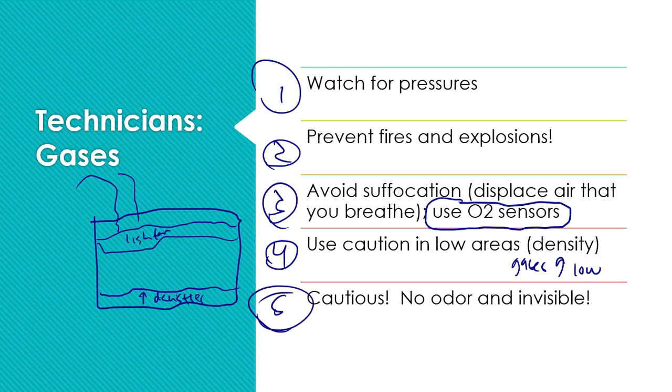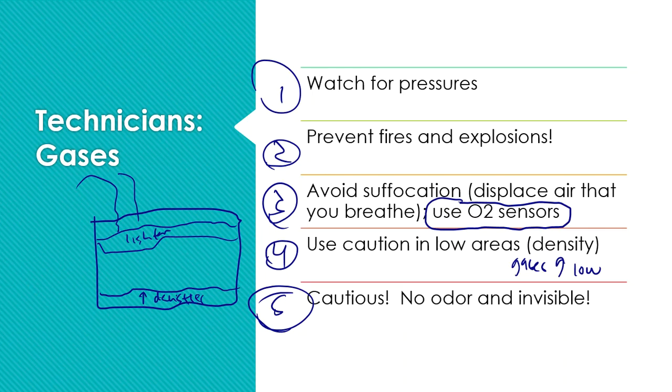And number five, be cautious. Some gases have no odors. You can't see them. You can't detect them. You can't smell them. They are invisible to you. So just because you don't feel anything weird or smell anything weird, that doesn't mean that it's not there. So just be really careful. Keep in mind your surroundings, and keep in mind the gases that are around you in these compressed tanks, because if they do leak, you need to be able to respond to that very quickly in the correct way.